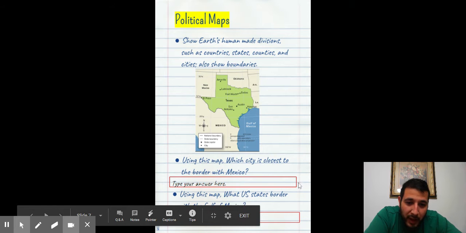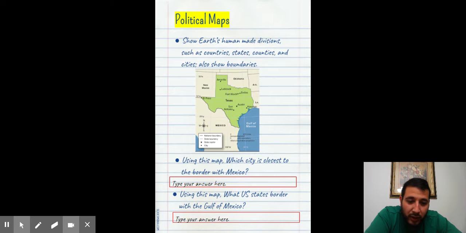Now, using the map, what U.S. states border the Gulf of Mexico? Let me take that off, it bothers. Okay, using this map, what U.S. states border the Gulf of Mexico? Well, if you see here, it's really simple. But let's say we have the whole map of the United States.